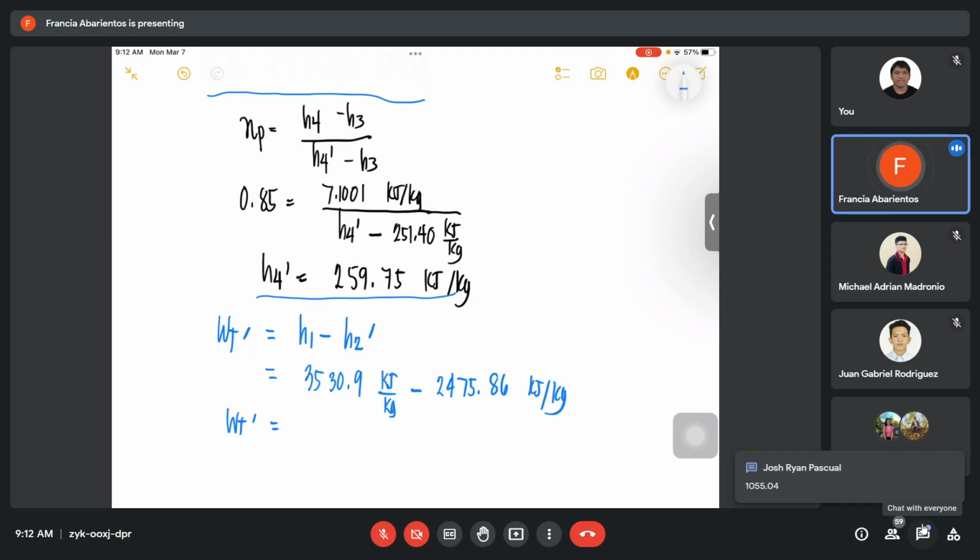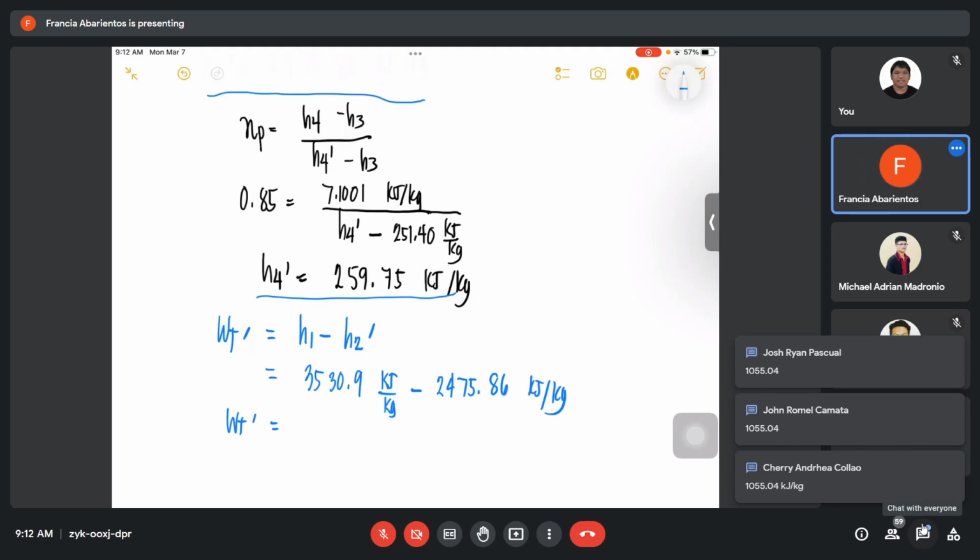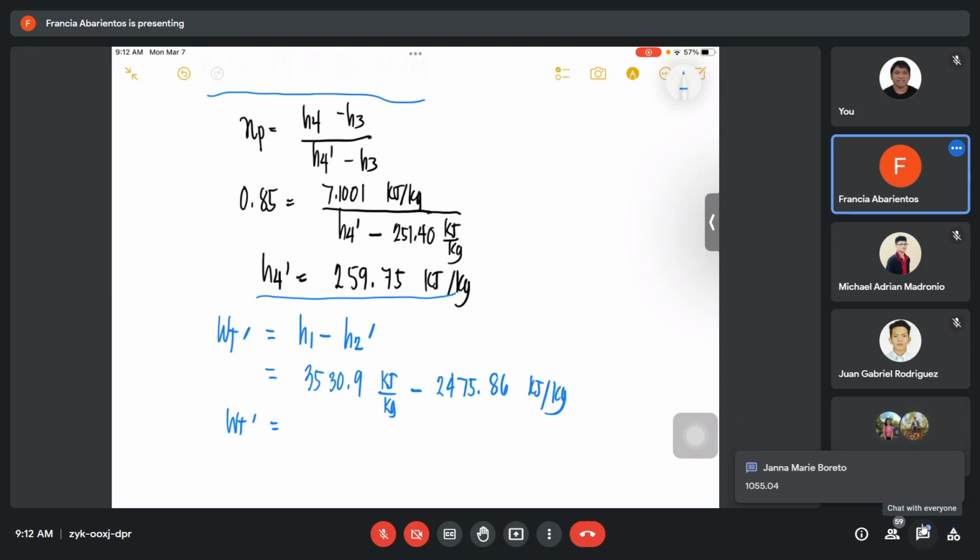Isa lang nag-compute? Okay. The other people. Nasaan na yung iba?